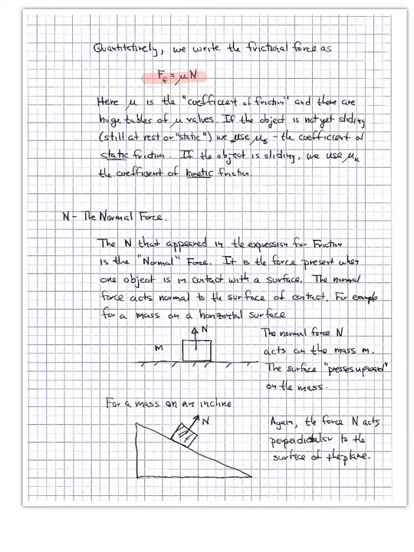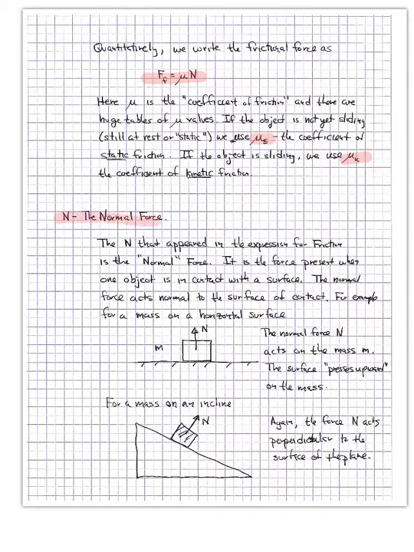Also, the mu depends on whether or not the object is sliding. If it's not sliding, if it's still at rest, we use the coefficient of static friction. If the object is already sliding along a surface, then it's the kinetic coefficient. So static and kinetic. Friction is extremely common. We talk about sliding one surface across another, and this normal force we'll come to in just a moment, because friction depends on the normal force.